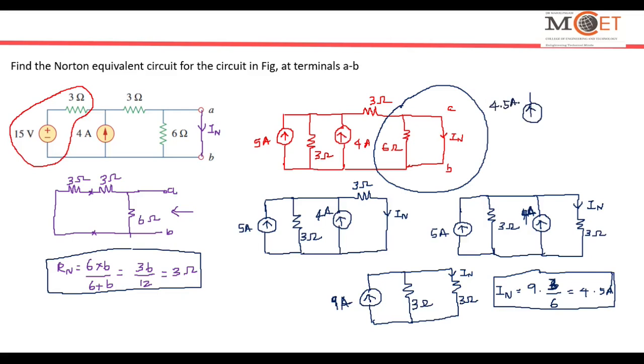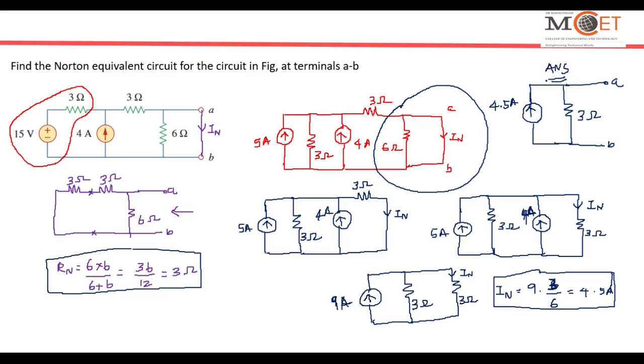4.5 amperes in parallel with a resistance, which is what we call the Norton's resistance or Thevenin's resistance, which is 3 ohms in the problem. So this is the equivalent circuit for the given electrical network, Norton's equivalent circuit for the given electrical network.